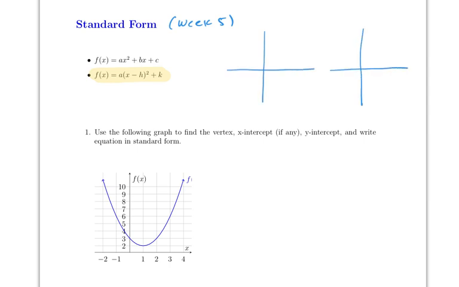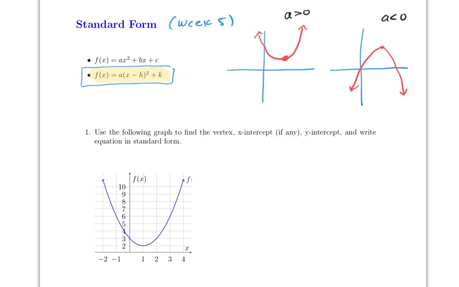So the graph either opens up, which I call a happy face, or it goes down, which I call a sad face. How do we know if it's going to go up or down? It all depends on the letter A. If A is positive, it goes up. If A is negative, it goes down. What we care about right now is figuring out this equation.